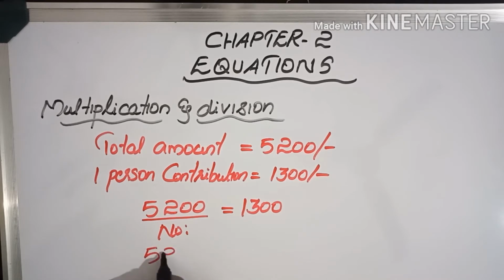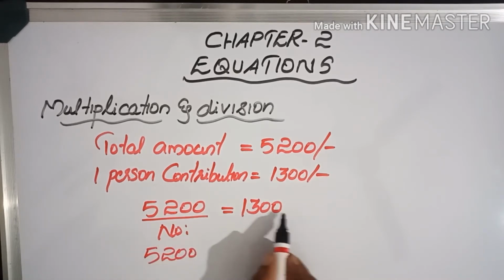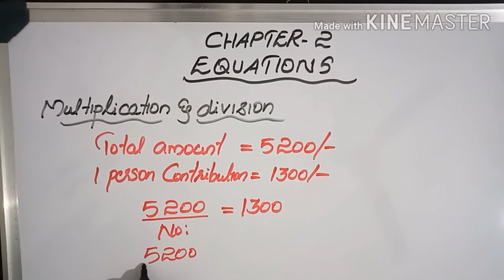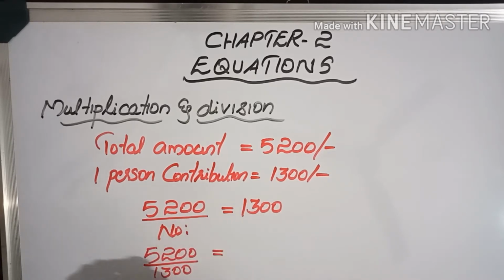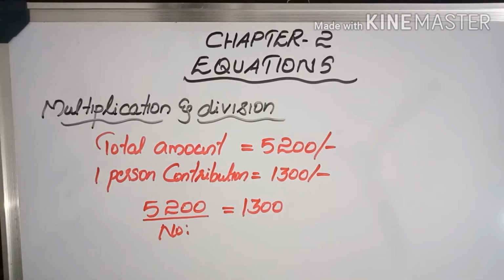So here, 5,200 divided by number of persons equals 1,300. Divided by number, so when the number of persons comes to this side, it will be in the numerator. I will explain once more. We need to find the number of persons, which means the number of persons must be on the numerator side. So let's take the number of persons first, then it will be clear.